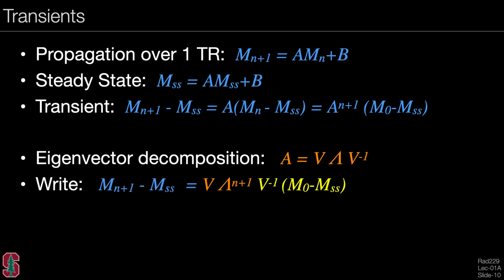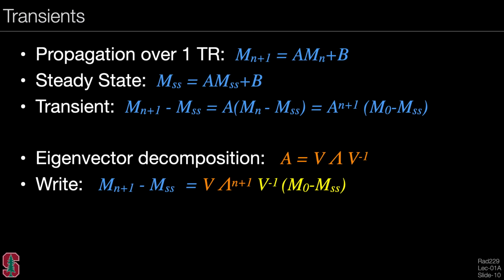Now, we can write this transient form the same way as above, but in this case we can actually decompose the A matrix as shown here, so that we have the V vector and the inverse of V remain, but the eigenvalue matrix lambda is raised to the power of n plus 1.